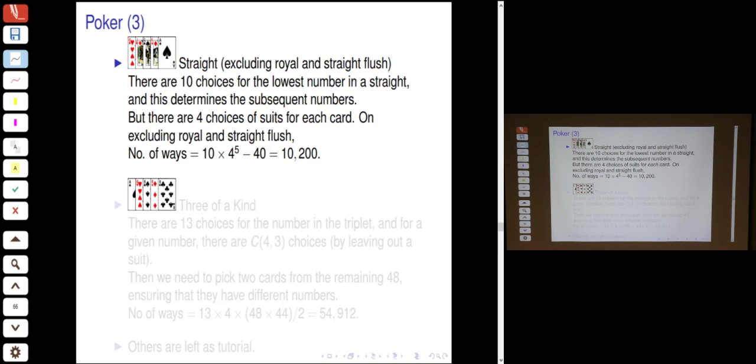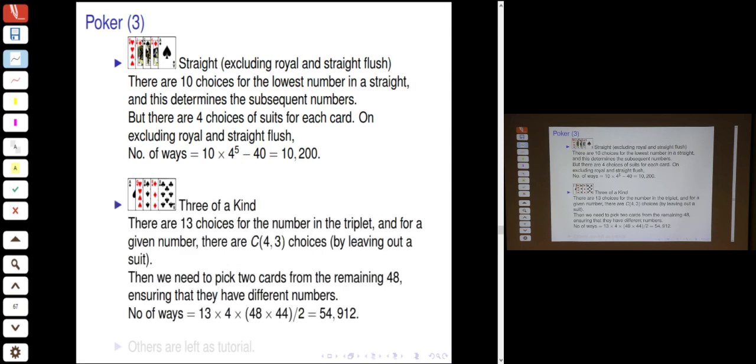For each, after you determine the number, you have the freedom to choose the suits. So there are 4 of them for each card. So altogether it is 10 times 4 to the 5. But among these, you include the things we want to exclude. So you have to minus them away. Before that, I think the total number of these 2 cases is 40. So you take away 40, you get the answer. Okay, three of a kind.